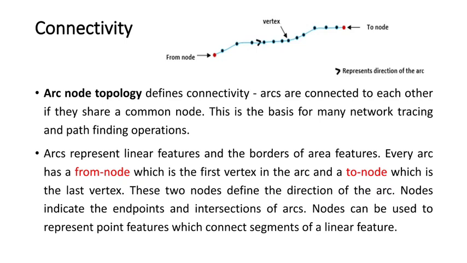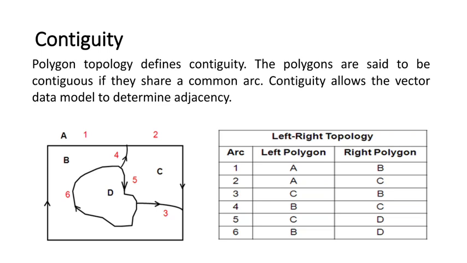These two define the direction of the arc, and the nodes indicate the endpoints and intersections. They can be used to represent point features which connect segments of a linear feature. The next is contiguity. Contiguity means a polygon topology, it will define contiguity. We have already mentioned that a point, line, polygon, or a combination of these can represent any geographical feature, and that is called vector data.